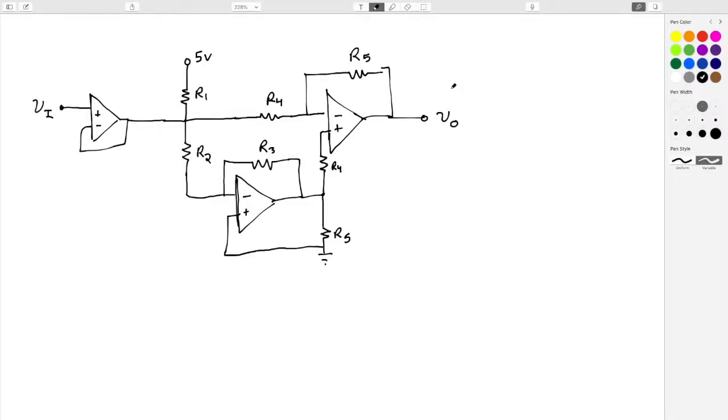Okay, so for this one I've been given a really complicated operational amplifier circuit. There's 1, 2, 3 op amps, and then 1, 2, 3, 4, 5, 6, 7 resistors. There is up here a 5 volt point, so basically they're saying this voltage here is 5 volts. There's an input VI and output VO, and I want to figure out what VO is in terms of everything in the circuit including VI.